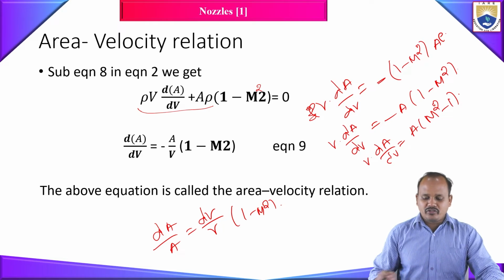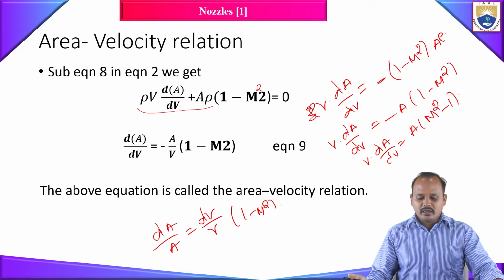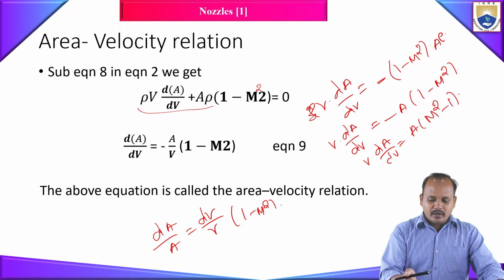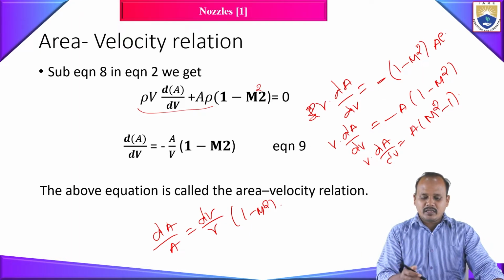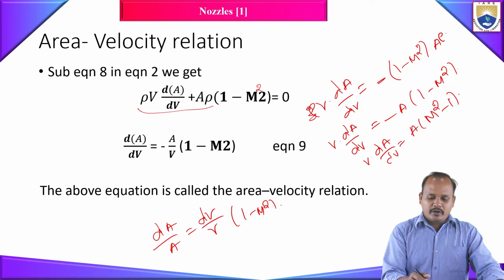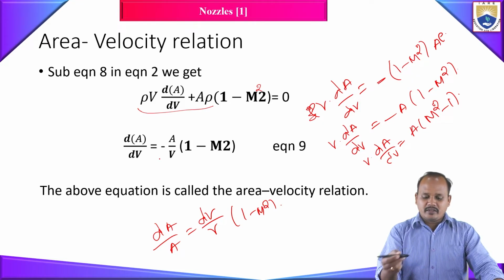From this equation only, we are going to see what happens if the Mach number is subsonic, and what happens if the Mach number is supersonic, and corresponding to which, that is, if the change in area is positive, what will happen to the change in velocity?